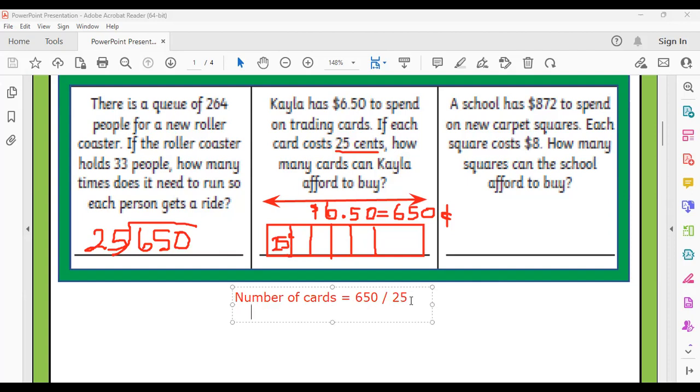Times table 25 is not difficult. It's pretty easy. 25, 50, 75, 100, and so on. It can be done mentally. Tell me what's the answer. Put it in chat. Good. 26 cards. Sounds about right. Thank you, Ilman. So you see, this is using the division method.